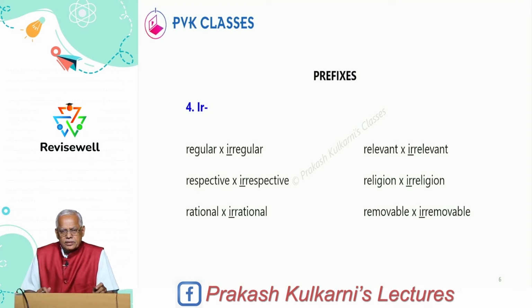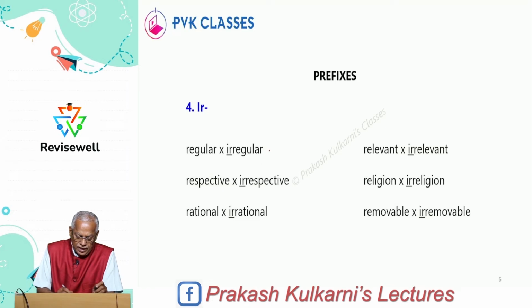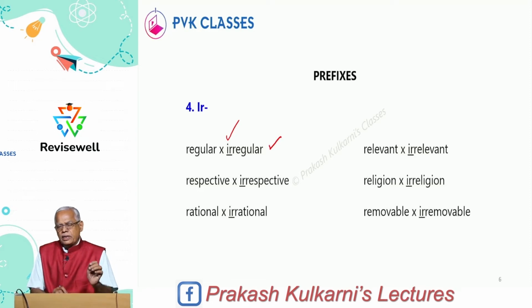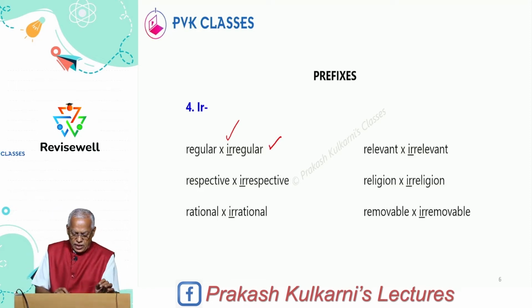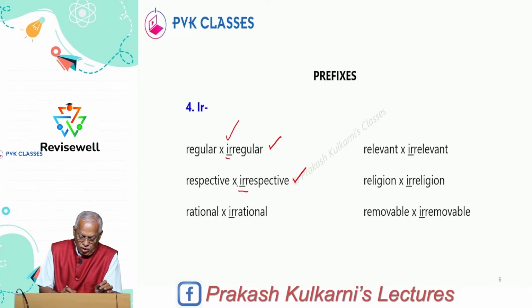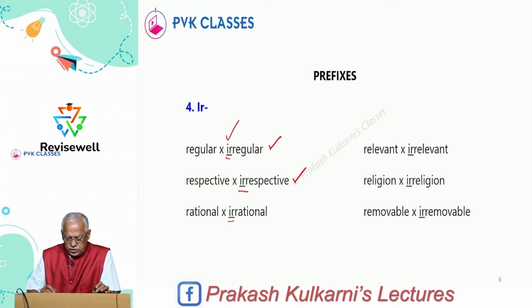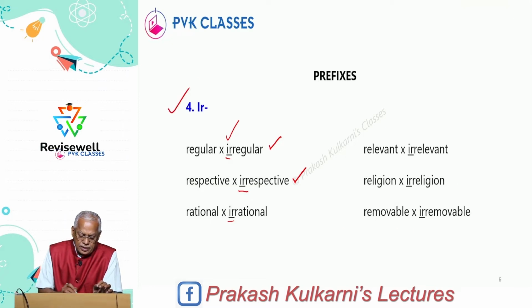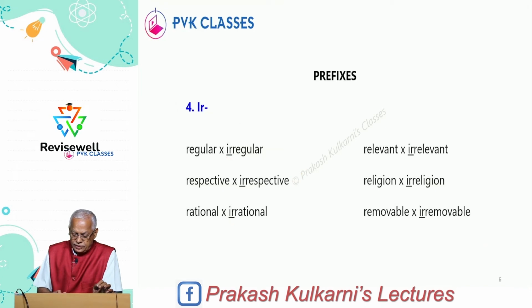Now let's go to the next one. Ir is a prefix. Regular, the opposite is irregular, means not regular. Again, the meaning of ir is not. Respective, irrespective. Please note, prefixes are already underlined for each word. Rational, irrational. Relevant, irrelevant. Religion, irreligion. Removable, irremovable, means not removable. So this is one type of prefix in the English language.